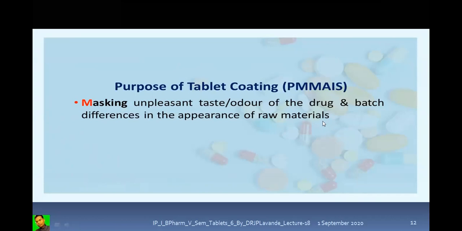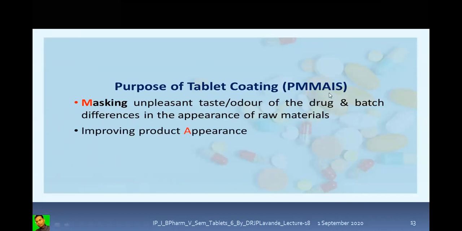So in such a case, in order to maintain the uniformity of the tablet, if the tablet is white, that means throughout the world, throughout the year, throughout the process of manufacturing, the tablet should appear as white. It should not be that in the month of June it is white, or in the month of January it is off-white. It is not like that. We want the same kind of consistency as far as the color of tablets is concerned. And in order to maintain that, we go for masking the color, masking the batch differences, masking the taste, and masking the odor of the drug.